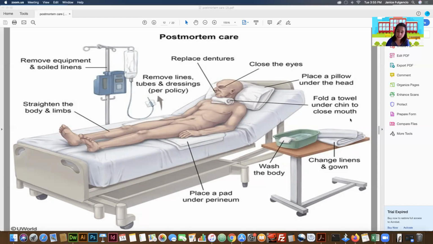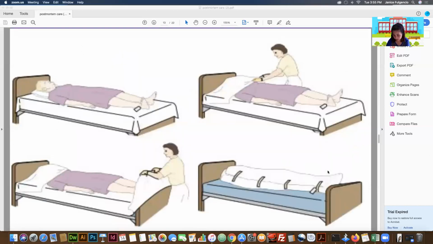Then we need to change the linen and the gown. Because we gave a bath, of course, we need to change the linen and the gown. So these are the things we need to do during postmortem care. By the way, you cannot do postmortem care alone because it's very difficult. At this time the weight of the patient is more compared to a normal person. So you need to have an assistant.